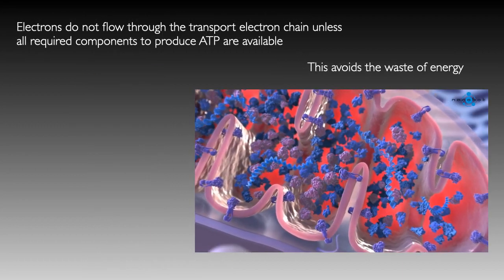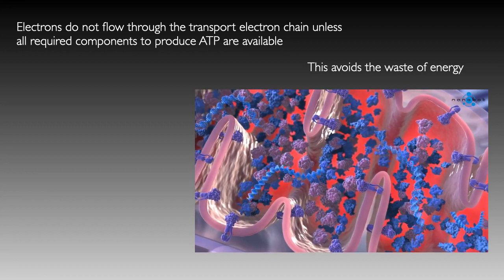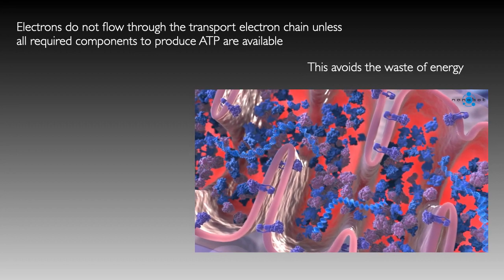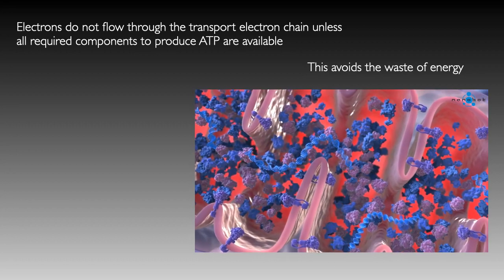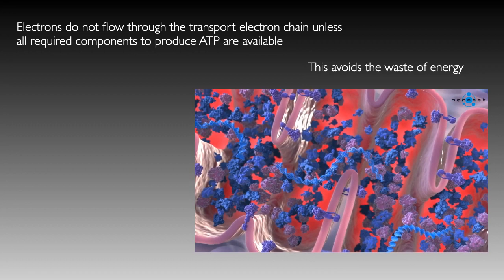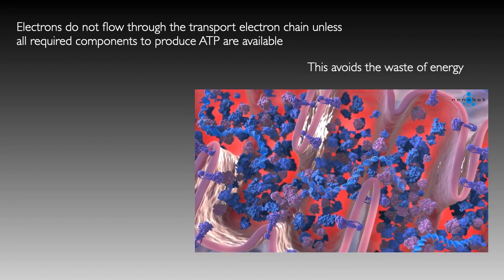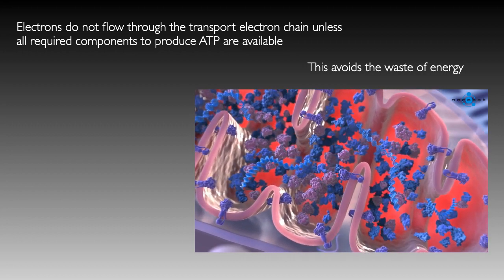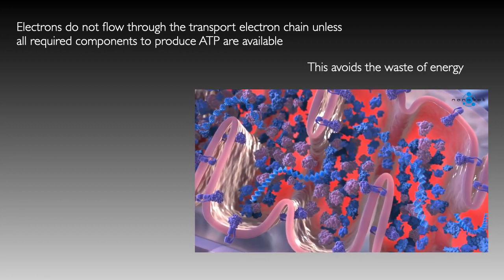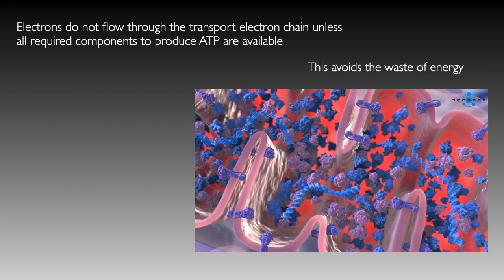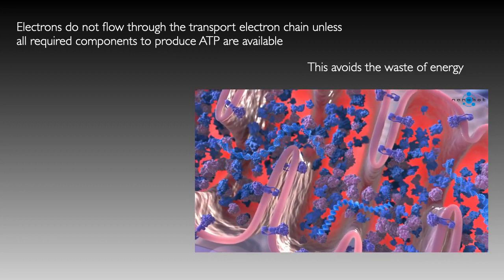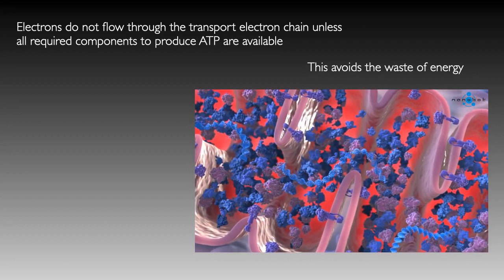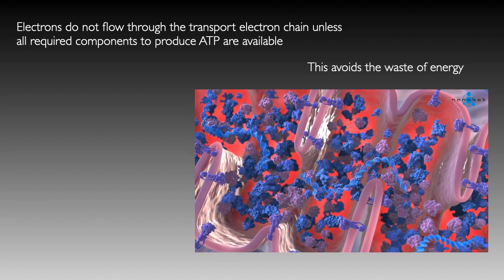It's important to remember that electrons will only flow through the electron transport chain when all substrates needed for the synthesis of ATP are available. So you need to have oxygen, you need to have ADP, and you need to have inorganic phosphate. All right, let's see now an animation of all these processes, so you don't have to use that much your imagination.